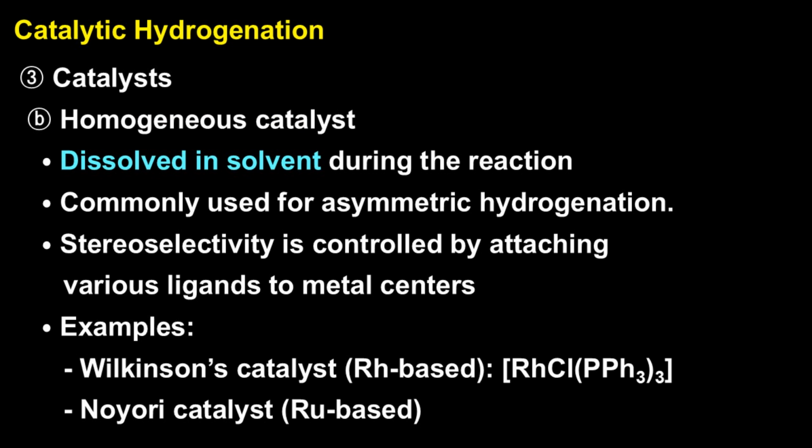Now let's take a look at homogeneous catalysts. These are a bit different. Homogeneous catalysts are actually dissolved in the reaction solvent, and that makes them especially useful for asymmetric hydrogenation, since the reaction can happen more evenly throughout the solution. What's really powerful here is that we can fine-tune the stereoselectivity by attaching different ligands to the metal center. That gives chemists precise control over how the hydrogen atoms are added. Famous examples include Wilkinson's catalyst, based on rhodium, and the Noyori catalyst, which uses ruthenium.